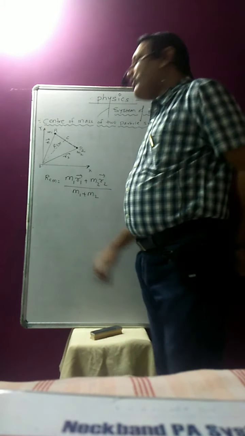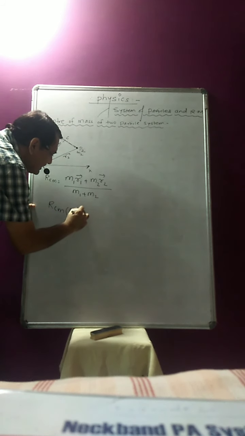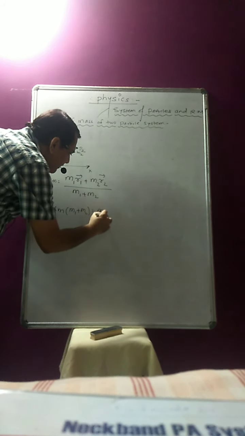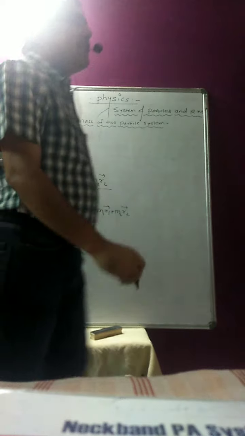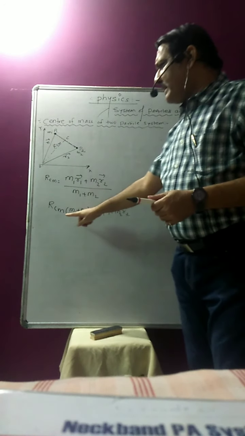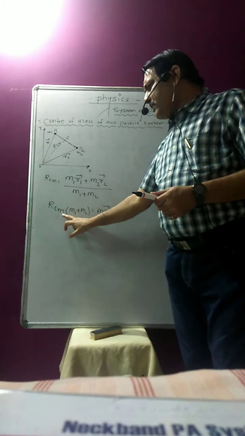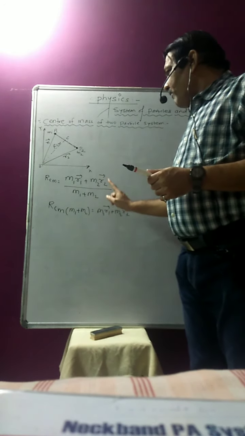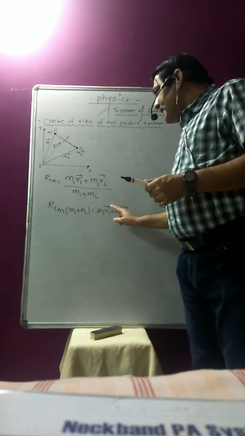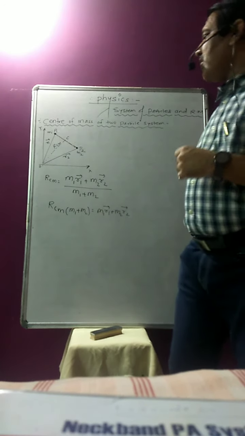If I modify this formula further, I can write this formula as RCM into M1 plus M2 is equal to M1 R1 bar plus M2 R2 bar. What does this equation indicate? This equation states that the position vector of center of mass multiplied by the total mass of the system is the same as the sum of the products of the individual masses and their position vectors. That is the meaning of that statement.